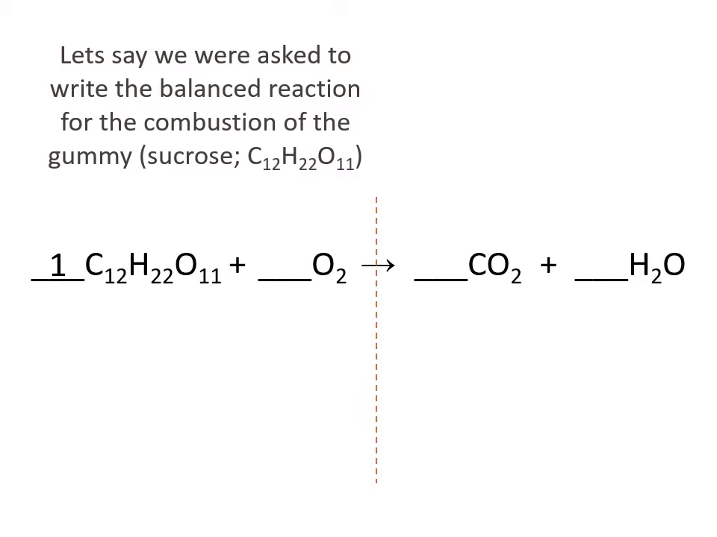Now I have to determine which element I want to balance first. I will not balance oxygen, for it is in multiple different spots, but I could start with the carbons, because carbon is only located in the sucrose and it's only located on the product side in the carbon dioxide. By putting a 1 with sucrose, that gave me 12 carbons. So that means I'm going to need 12 carbons in the carbon dioxide. So to get 12 carbons, I will have to have 12 carbon dioxides.